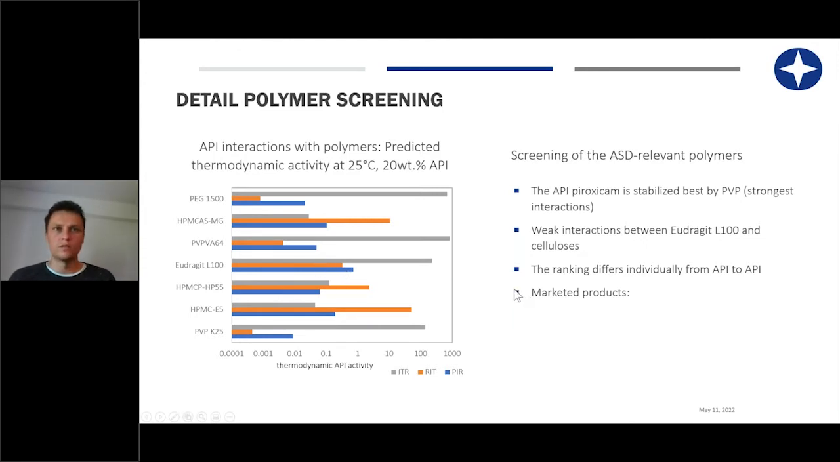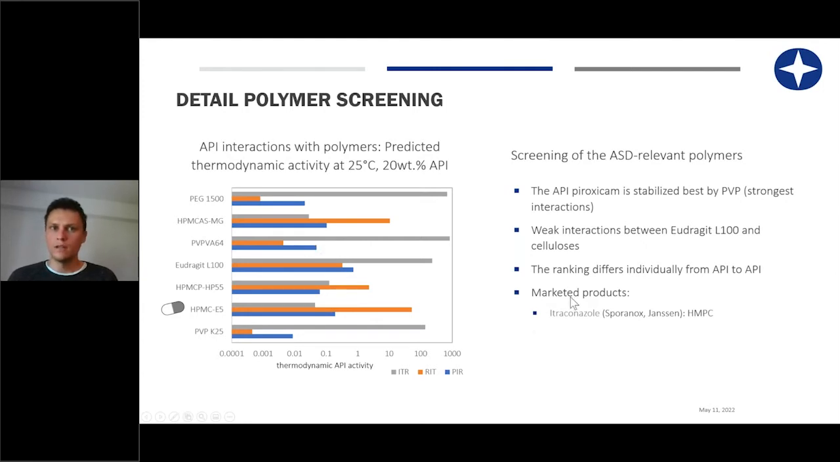So if we have a look at what is on the market already, itraconazole and ritonavir are typical formulations in the ASD field. We can have a look at what is inside. In the case of itraconazole, we have Sporanox as a marketed product by Janssen, and this is indeed formulated with HPMC. So one of the excipients that indeed shows one of the lowest activities compared to, for example, PEG or PVP-VA64.